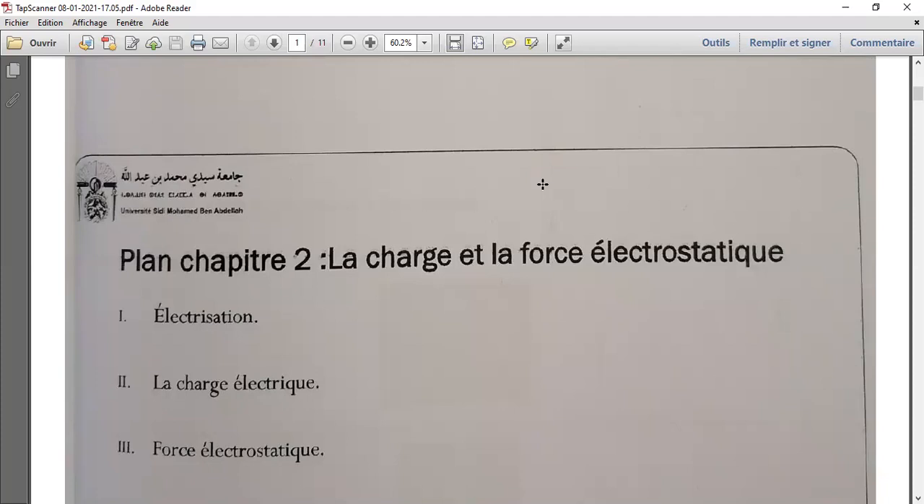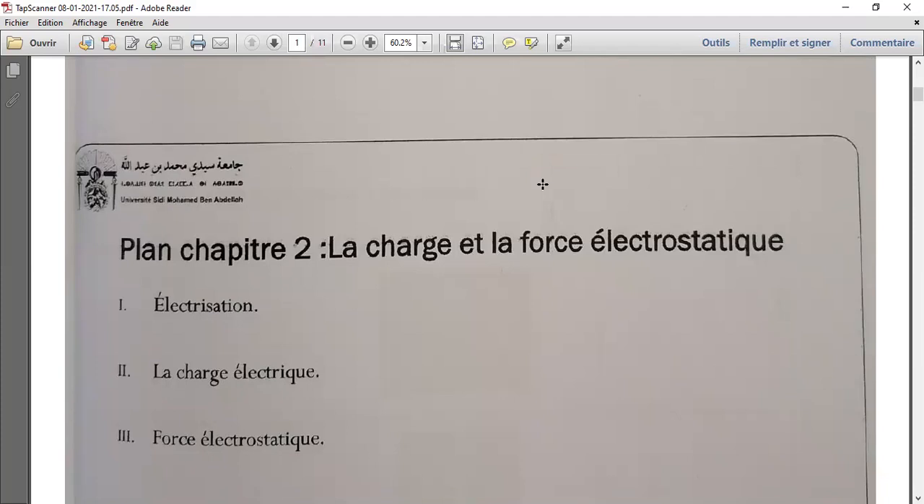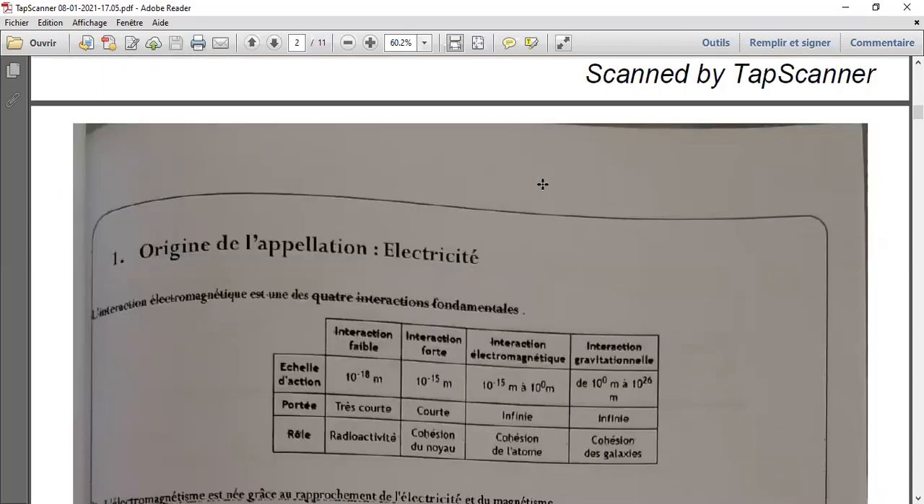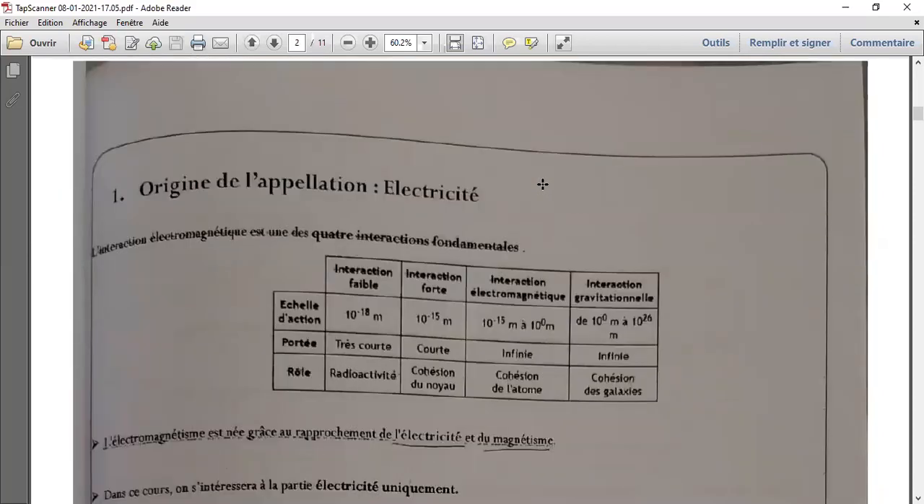So I'm going to begin with our new chapter, which is chapter 2. Chapter 2 begins with the origine de l'appellation électricité. So it's just the origin. Where did this name electricity come from? This is the origine de l'appellation électricité. So we're going to look at where electricity came from.